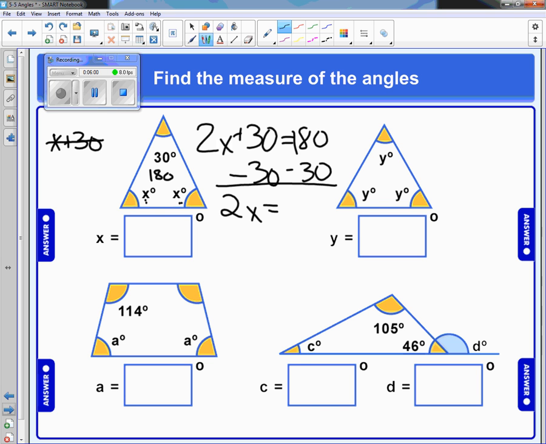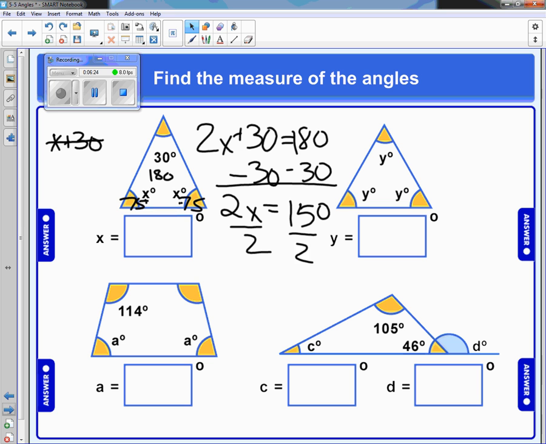Okay, 180 minus 30 gives me 150. Now, 150 divided by 2. What's my answer? 75. So that means that both of these are 75. When I add them together, it should be 180.